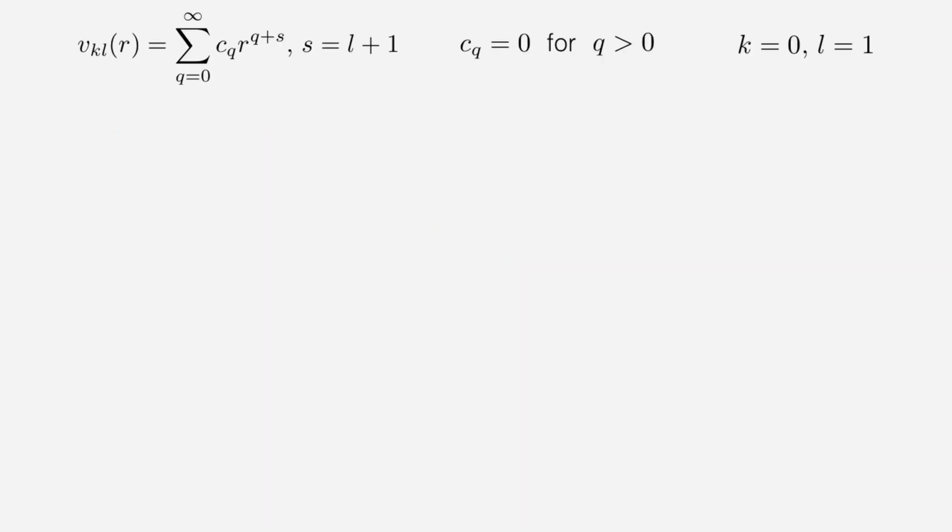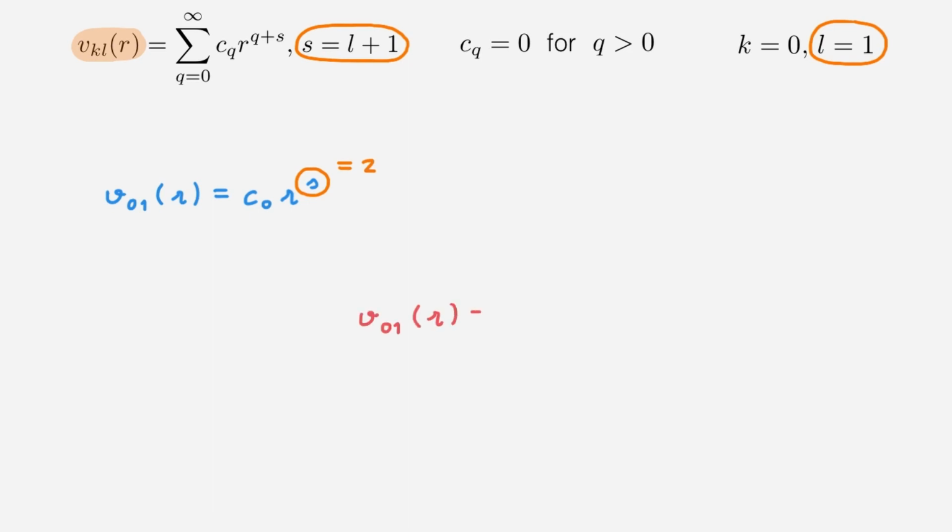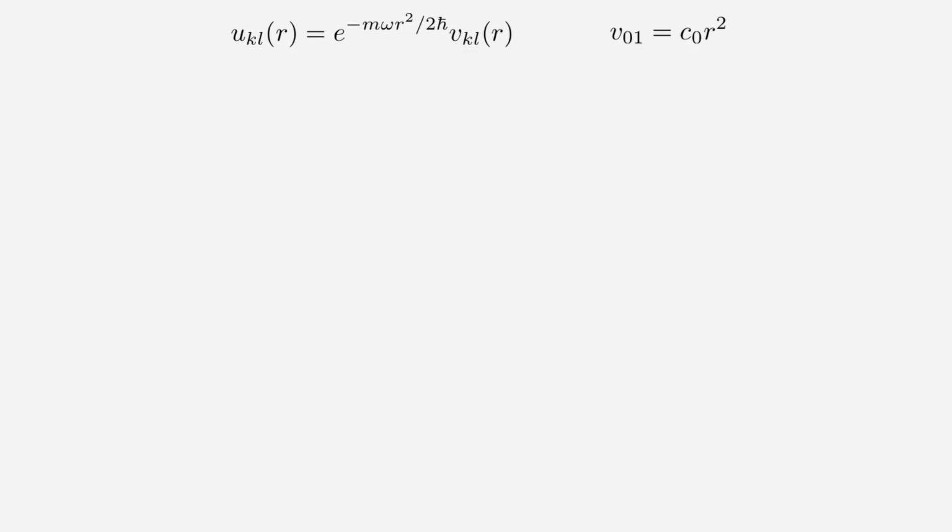The next step is to build v using this expression. We have that v01 has a single term, as s is equal to l plus 1, and now we have that l is equal to 1, then the power of r is 2. And this means that we get that v01 is equal to C0 times r squared. The next step is to build u from v using this relation. And we get that u01 is equal to C0 times r squared times the Gaussian.